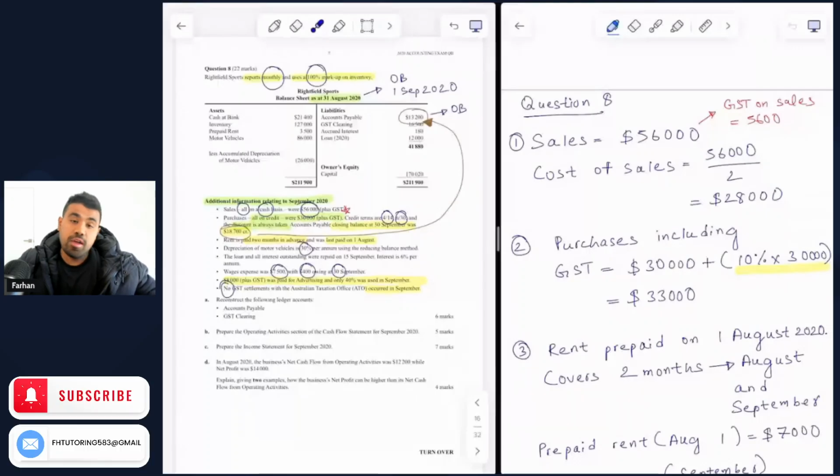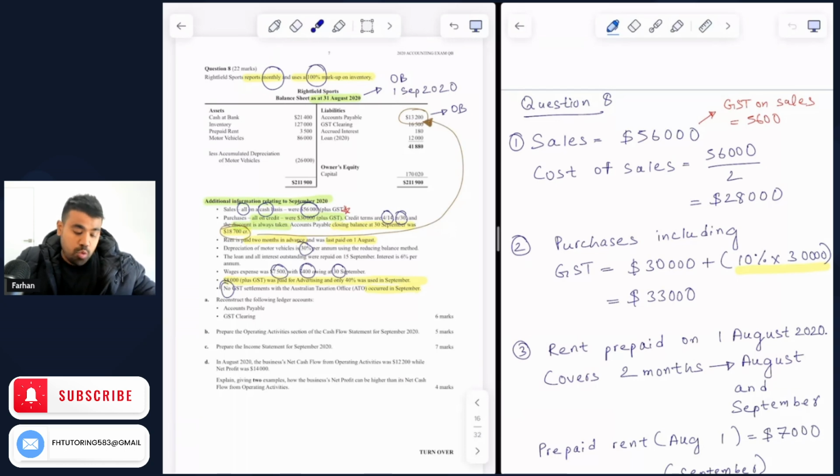My name is Farhan. In today's video, you're going to solve question number 8 from the 2020 past exam. This question requires you to reconstruct the ledger accounts for accounts payable and GST clearing. You're also required to prepare the operating activities section for the cash flow statement and then the income statement. We're also going to have a discussion question for comparison between net profit and net cash flow from operating activities.